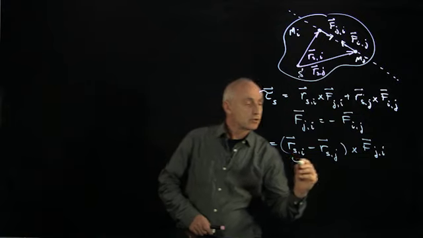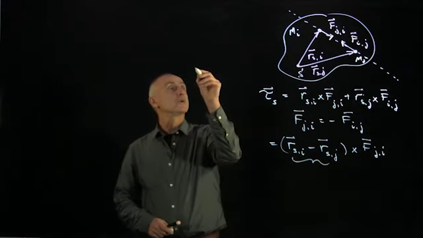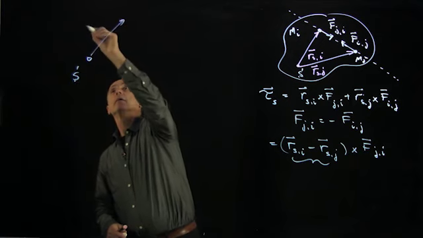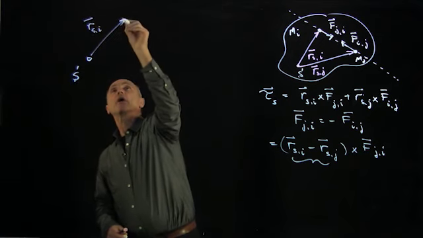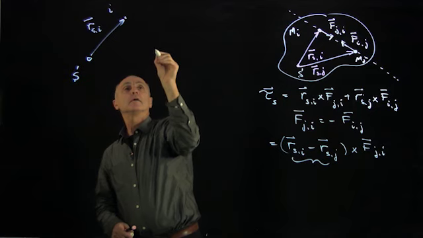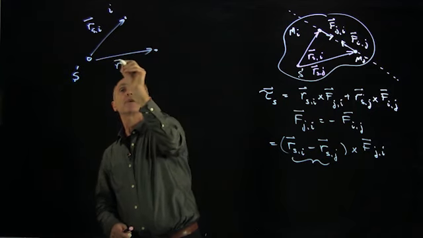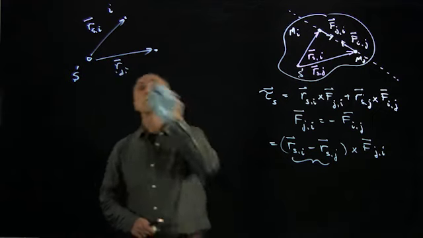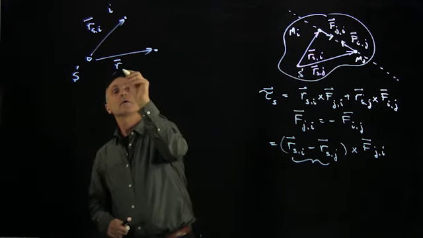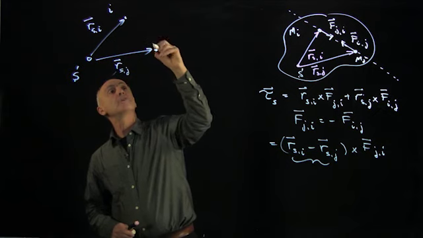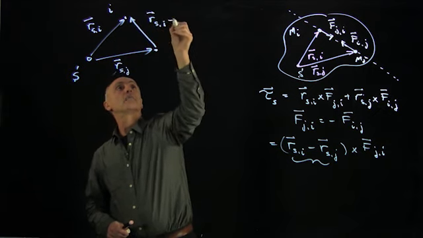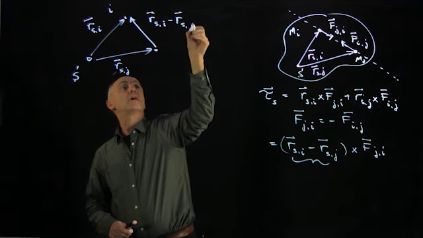Now, let's look at this vector in particular. We can draw it again over here just to see it. Here's S. Here is r_si. Here is the vector r_s, that's r_sj. And we want to now consider the vector r_si minus r_sj.